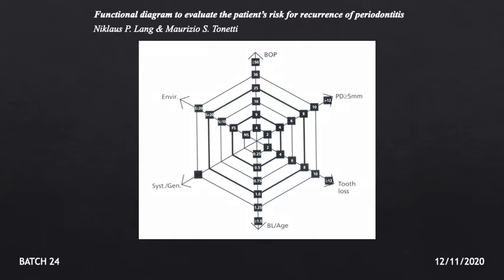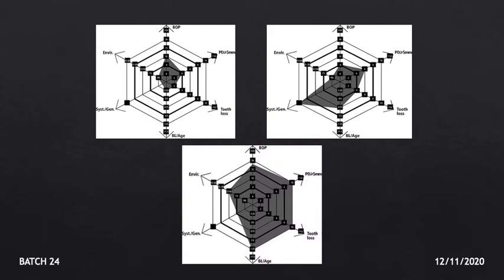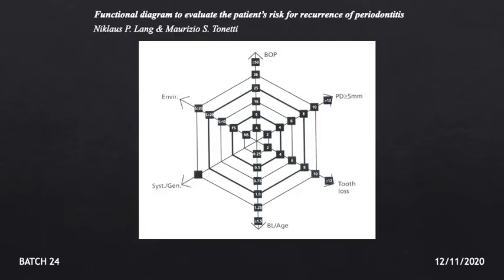Let's see how it is going to help us in getting the risk assessment. Basically they divided this into 6, and each of the 6 is further divided into various subcategories. For example, bleeding on probing values: 4, 9, 16, 25, 36, more than or equal to 50. Same like that, probing pocket depth: 2 mm, 4 mm, 6 mm, 8 mm, 10 mm, 12 mm. Tooth loss, number of teeth lost: 4, 6, 8, 10, 12. Bone loss: 0.25 mm, 0.5 mm, 0.75 mm, 1 mm, 1.2 mm, and 1.5 mm.